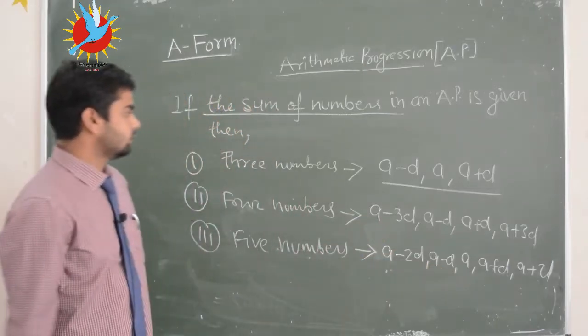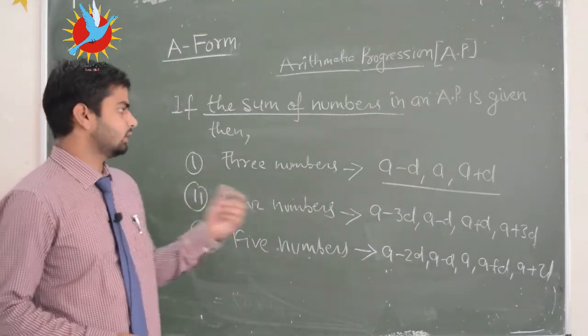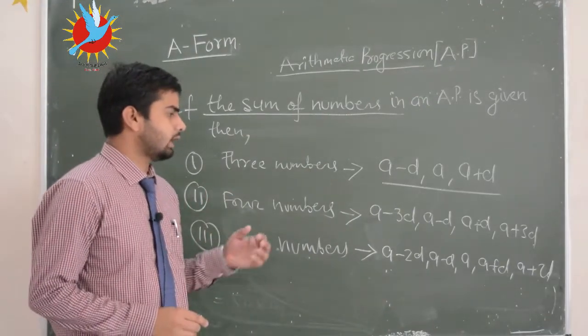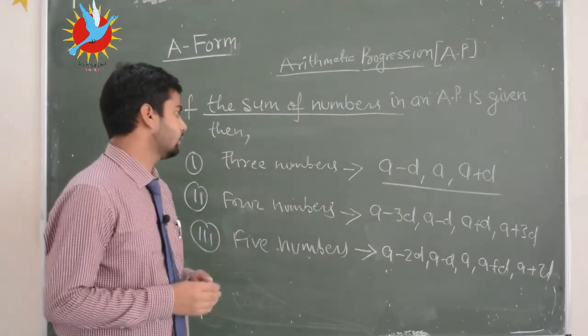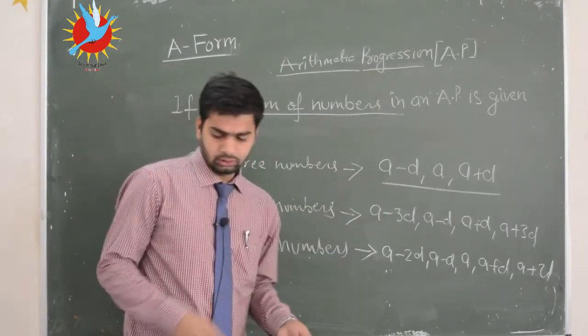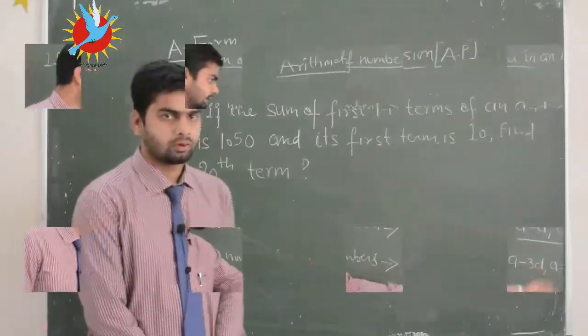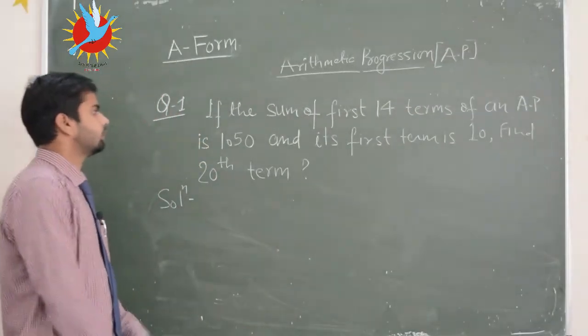So this is a concept where you will get questions in which the sum of 3 numbers or the sum of 4 numbers is given along with another condition, and we want to calculate the numbers, all 3 numbers or all 5 numbers. So we will use this technique, or we will select the numbers in this pattern. Okay, so here we have a problem.